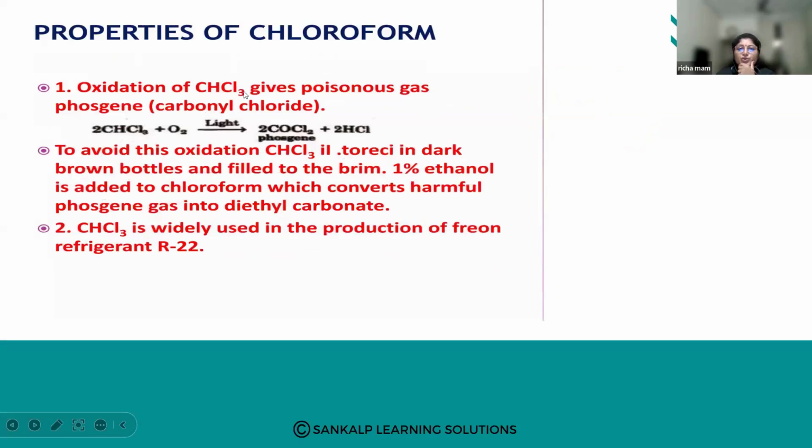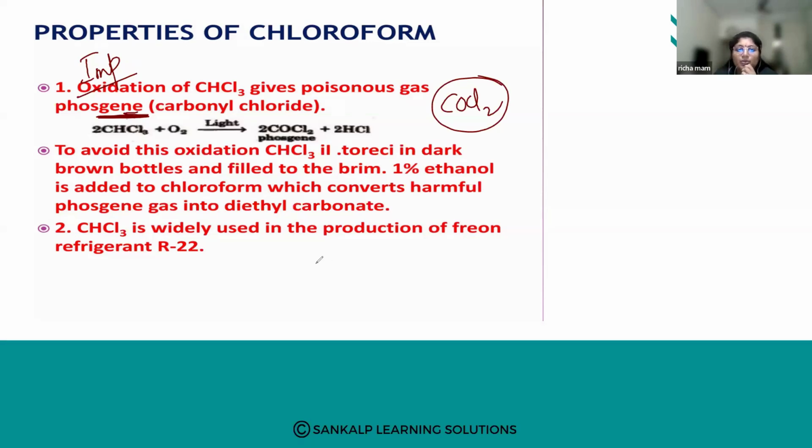So oxidation of chloroform gives you a poisonous gas, which is known as phosgene. Okay, that is COCl2. Very important. Mark this as important. Question asked: that is oxidation of chloroform, your CHCl3. Which gas is released? Which poisonous gas is given out? It is phosgene gas, which is also called carbonyl chloride.